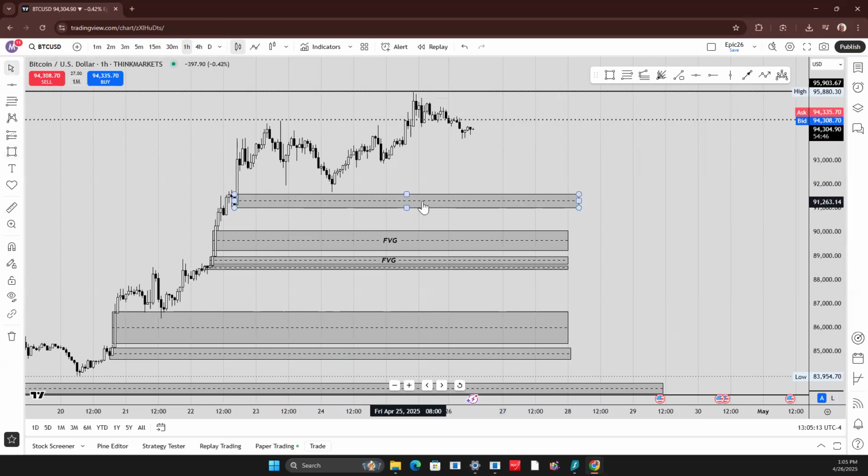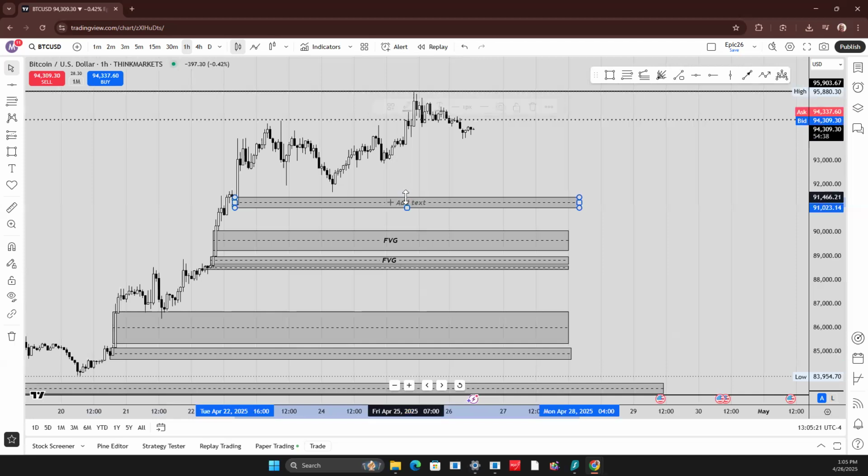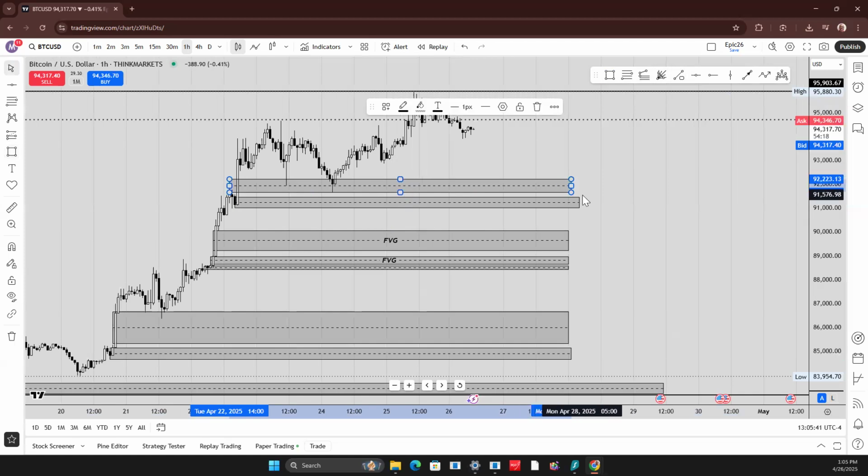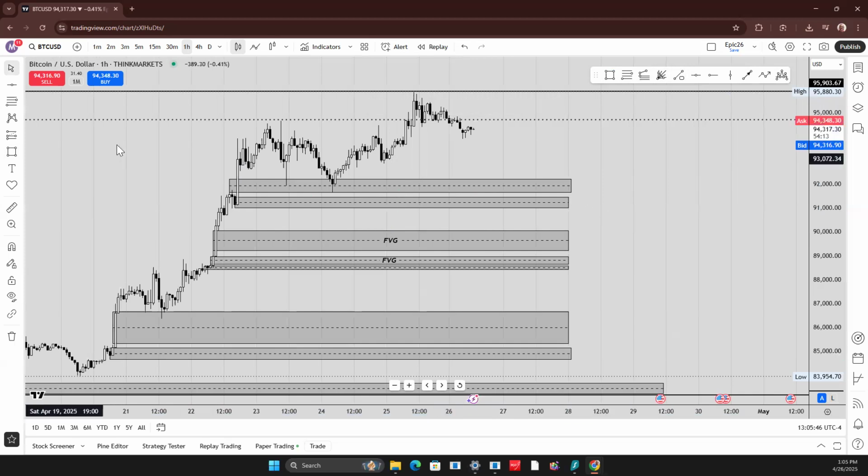order block right here. Remember, big bullish candle right here. That would make this, there's really not a gap there on the surface. These candles, that's your gap. The market came all the way back down to fill the gap here.